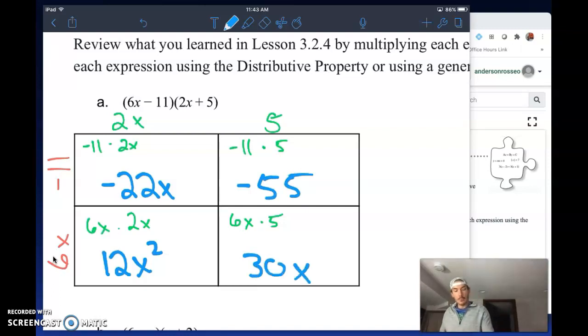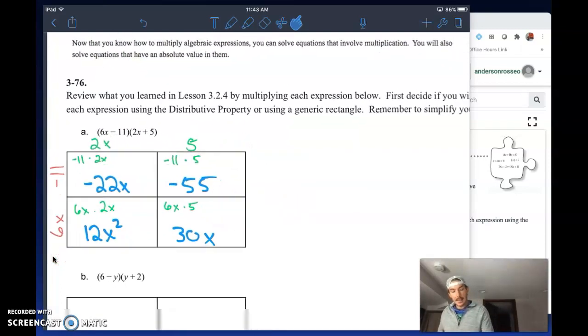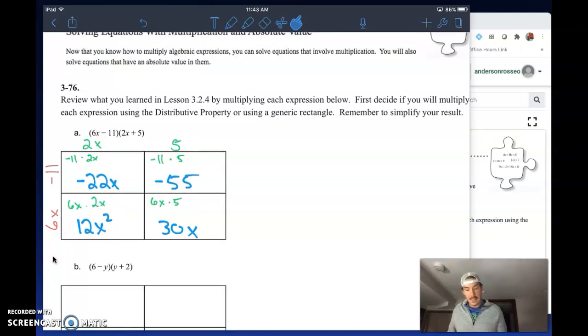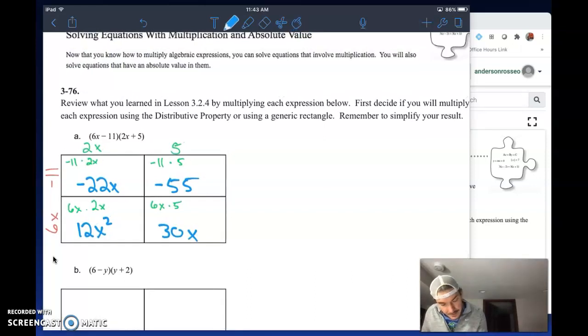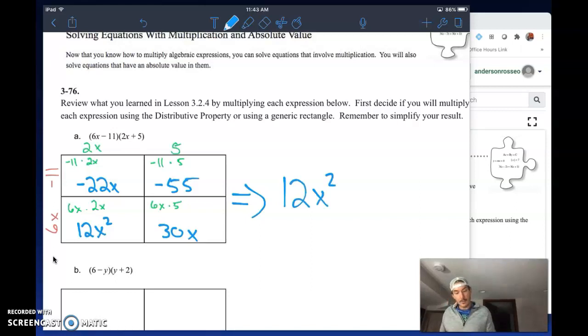Okay, we're doing pretty well, but I can't just stop there. I've got to take these things and write them outside of this generic rectangle. We usually write these things in order with the biggest degree first. I've got 12x squared. That is the only x squared term that I have, so no need to do any combining there.